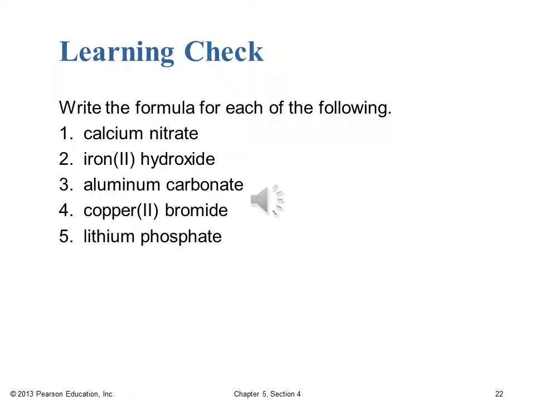Alright, so in this learning check, you'll write the formula for each of the following. So here you don't have the multiple choice to help you. You've got to come up with it on your own. For number 1, calcium nitrate, 2, iron 2 hydroxide, 3, aluminum carbonate, 4, copper 2 bromide, and finally 5, lithium phosphate. So please pause the video, work those 5 names into formulas, and then start back up and we'll see how you did.